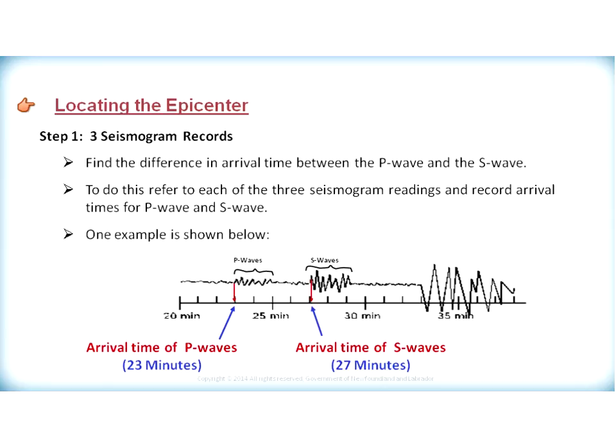Let's look at locating the epicenter by looking at seismogram readings. Step 1. 3 seismogram records are needed in order to locate the epicenter of an earthquake. First, we find the difference in arrival time between the P wave and the S wave. To do this, refer to each of the 3 seismogram readings and record arrival times for P waves and S waves. An example is shown below.